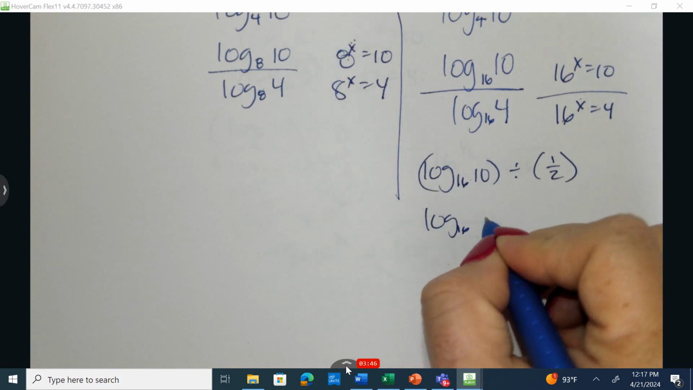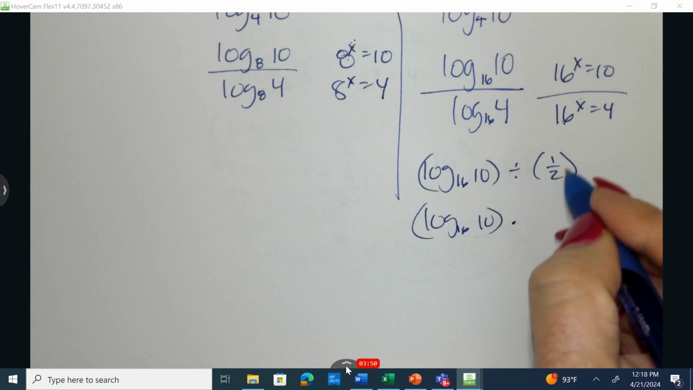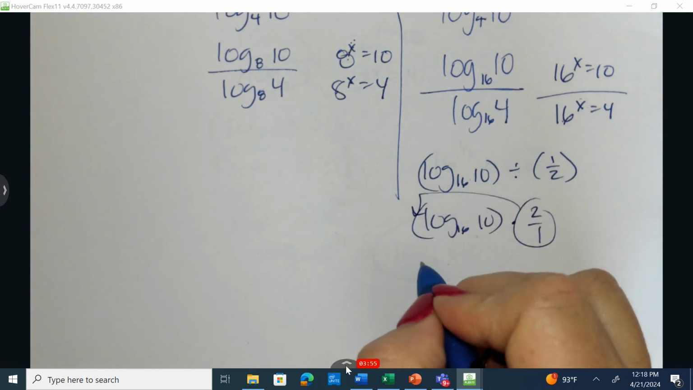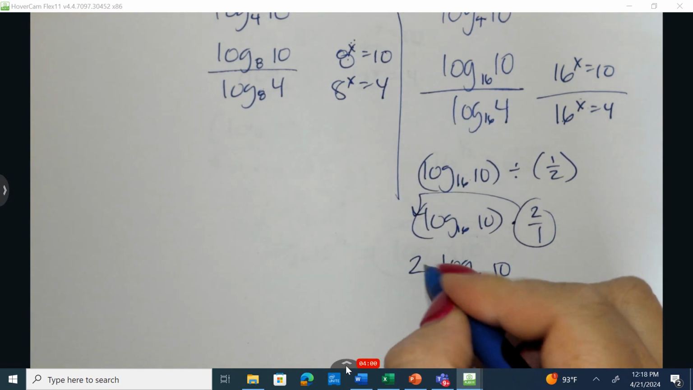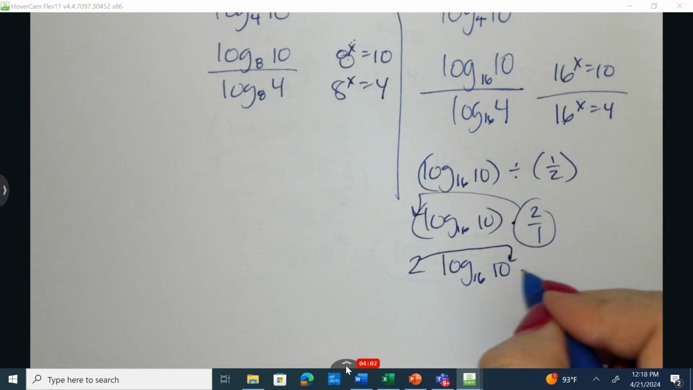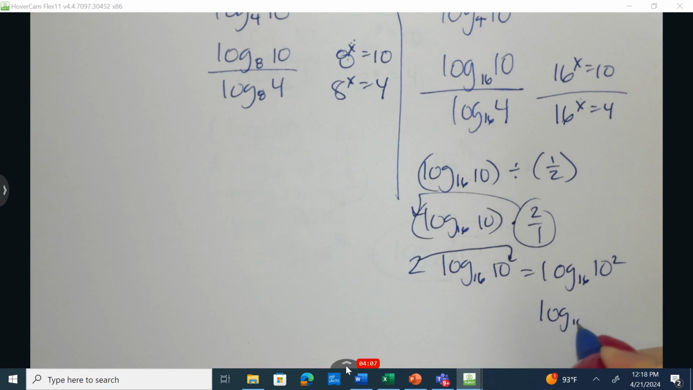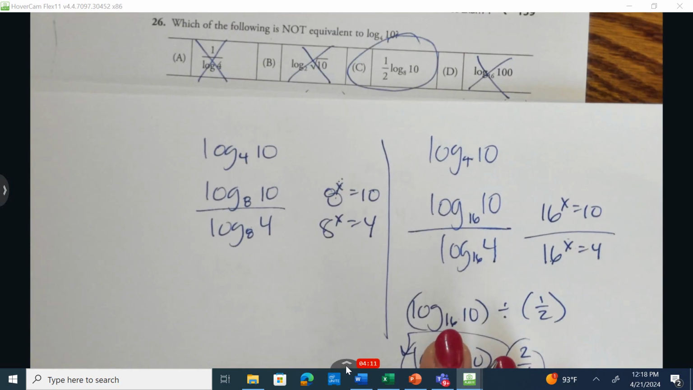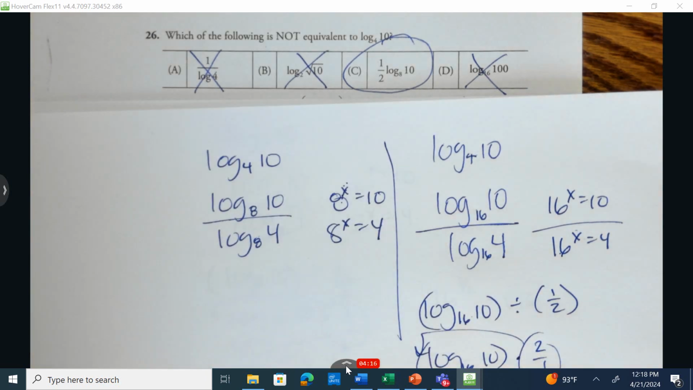And just like we did in part B, division turns into multiplying, and the value in the back we're going to take the reciprocal of. Now I'm going to rewrite that in front. So 2 over 1 is the same as 2. 2 times log base 16 of 10, and then when we condense it, it becomes an exponent. So log base 16 of 10 squared, and we know 10 squared is the same as 100. This is equivalent to D. So I'm able to cancel out A, B, and D. They're equivalent to the original expression, leaving C as the lone one that is not equivalent to log base 4 of 10.